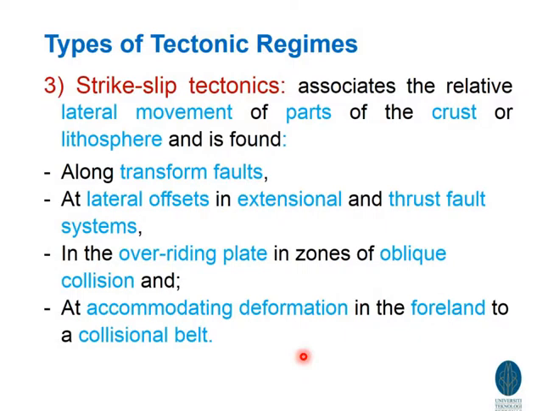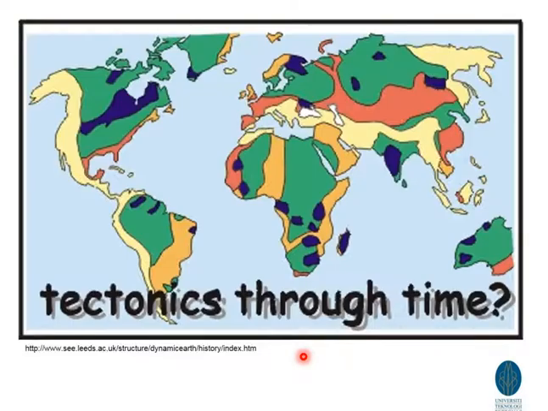The strike slip regime is associated with the relative lateral movement of parts of the crust or lithosphere. The regime occurs at transform faults of oceanic crust, at lateral offsets in extensional and thrust fault systems, in the overriding plate in zones of oblique collision, and at accommodating deformation in the foreland to a collisional belt.